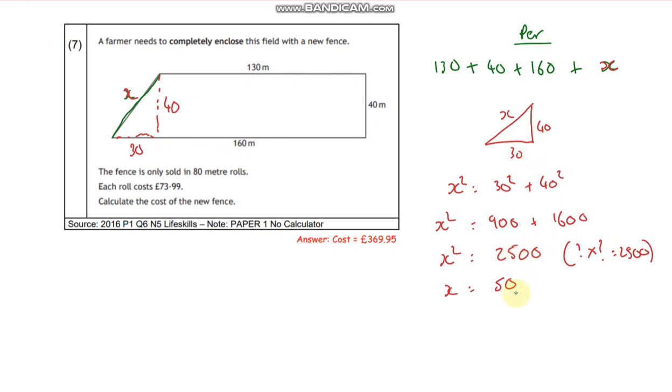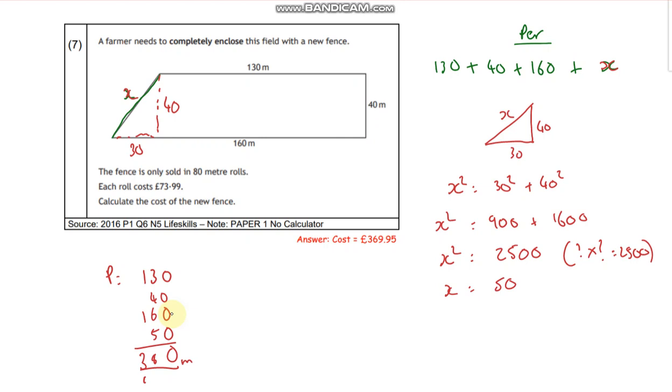So then the perimeter is going to be 130 plus 40 plus 160 plus my 50. And I'll add up, so that's 0. And then I've got what? 11 and 7, so that's 18. And then 3, so 318 meters.